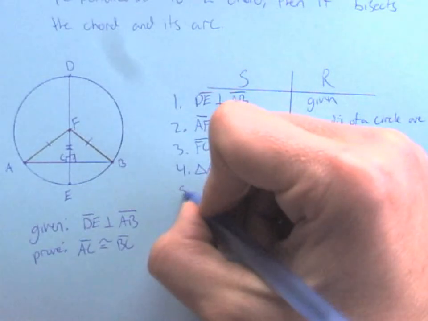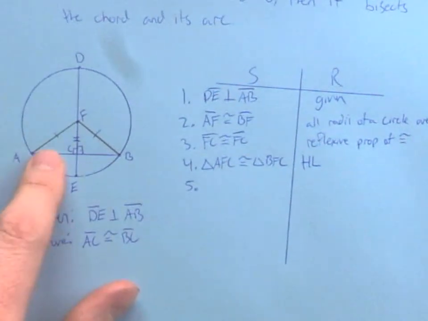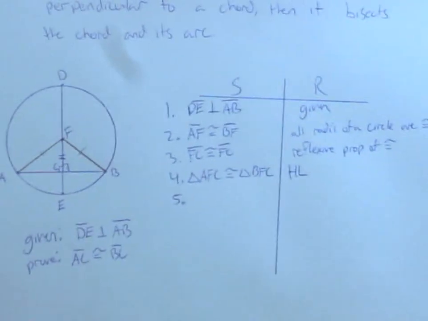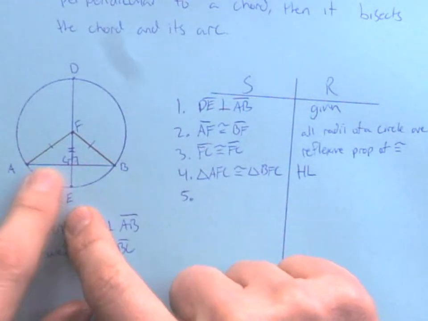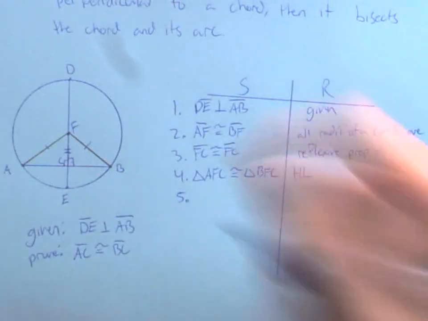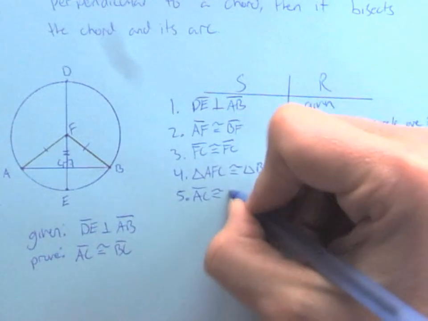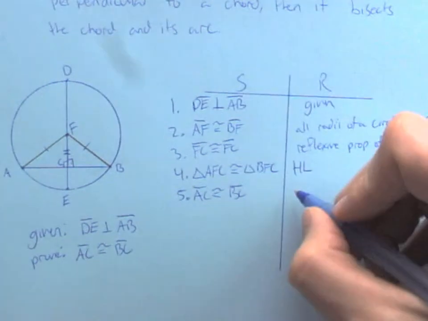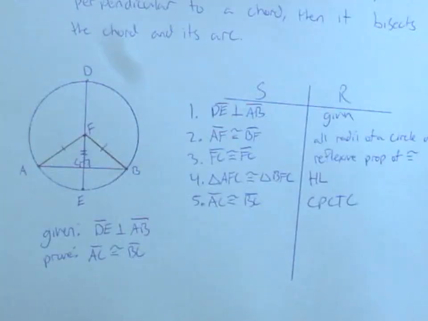That's why we needed that one today. All right, if these two triangles are congruent, then their corresponding parts are congruent. So AC matches up with BC, and those have to be congruent to each other. So AC is congruent to BC, and we can say corresponding parts of congruent triangles are congruent.